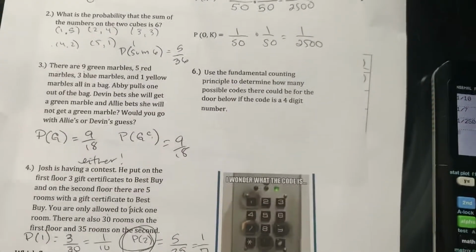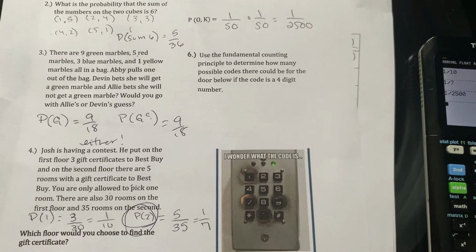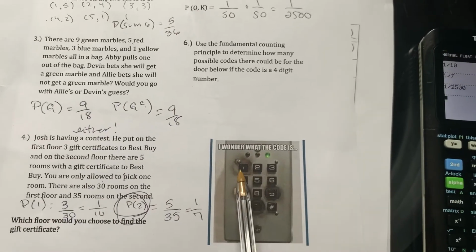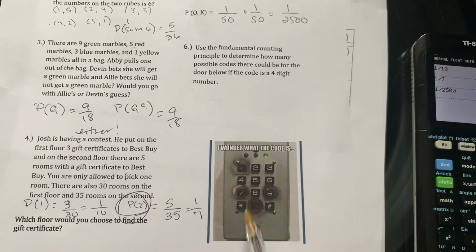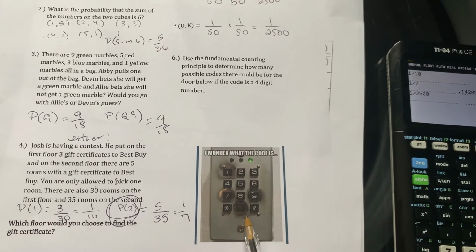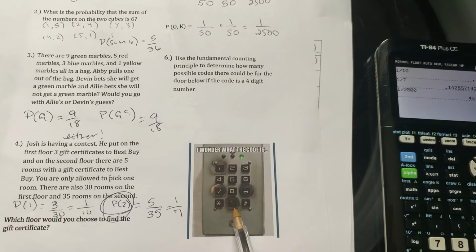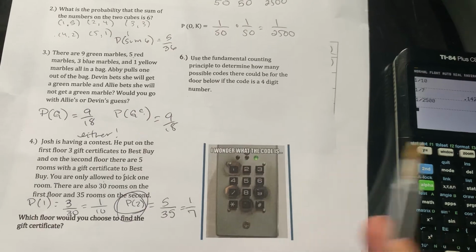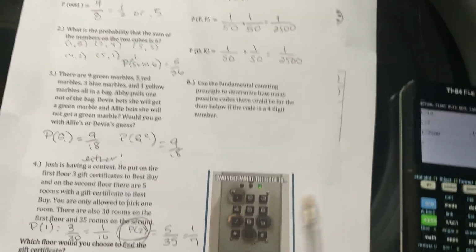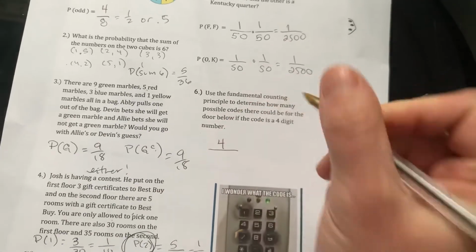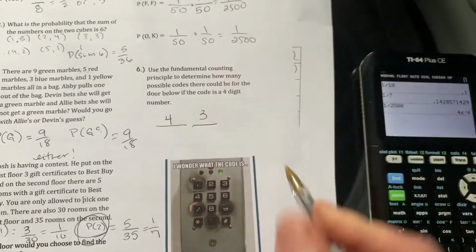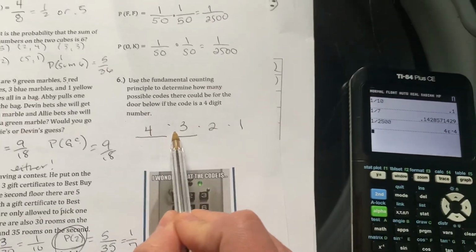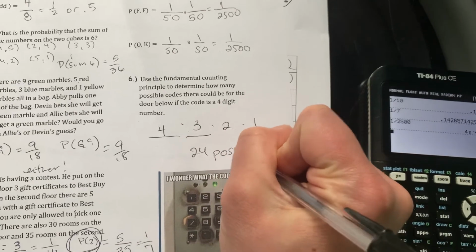Then it says, use the fundamental counting principle to determine how many possible codes there could be for the door below. Okay, so I wonder what the code is. Well, it's obvious that 1, 9, 7, and 0, those are 4 buttons to choose from. I don't know if it's 1907, 1709, 1970. We don't know, but I know I have 4 options to choose from. So what's the first number? I don't know, but I have 4 to choose from. Once you pick one, then you have 3 numbers to choose from. Then you'd have 2 and then 1. So there is 24 possibilities to figure out that code.